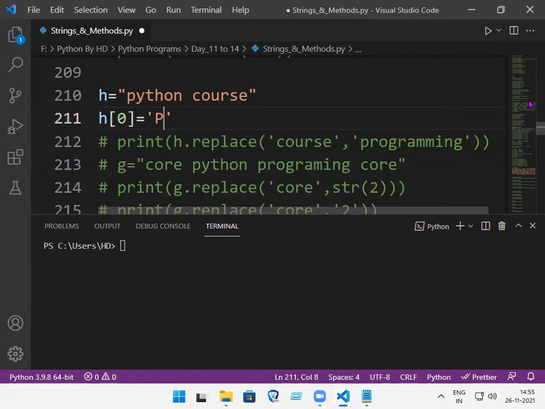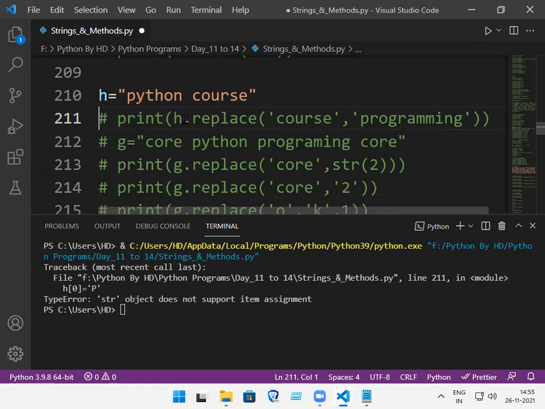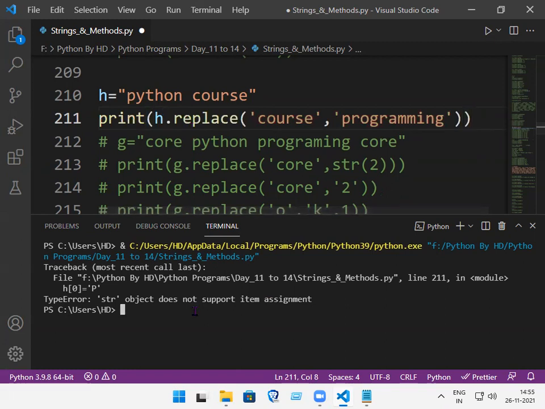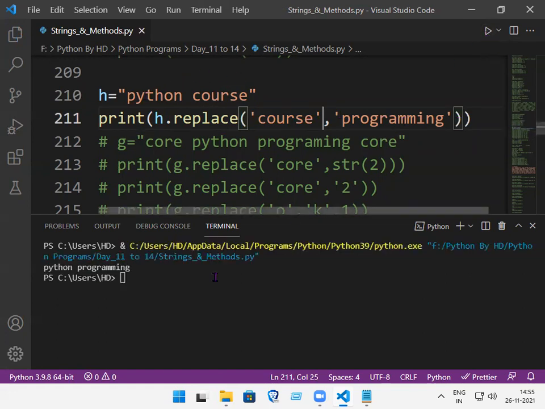Type error: string object does not support item assignment. So modification is not possible. But here, which method am I using now? Replace method. In the case of replace, first I wrote the word Python, and I want to replace it with programming. So what will I get now? Python space programming.